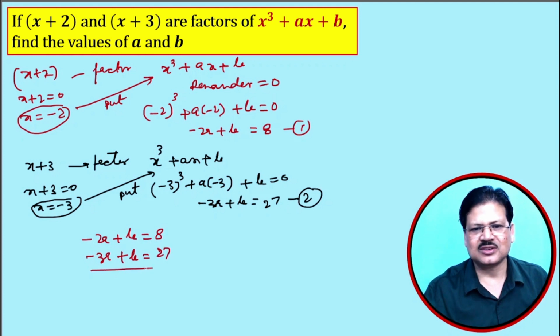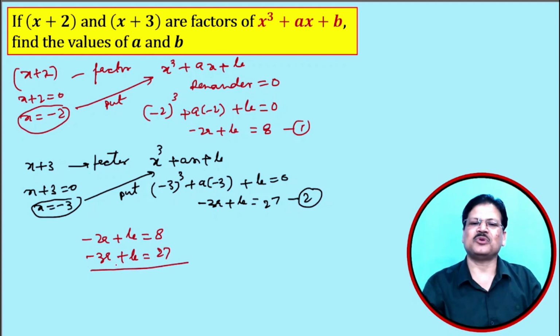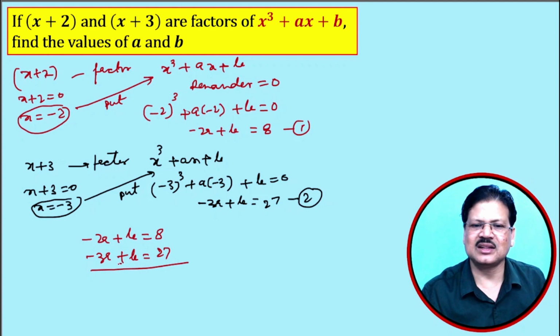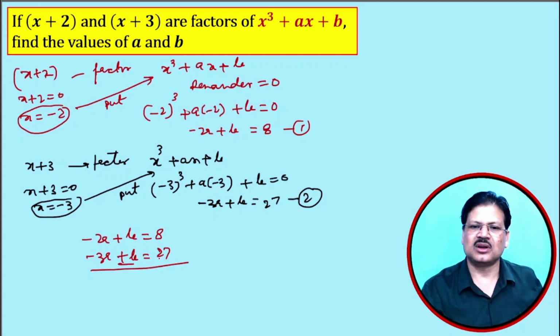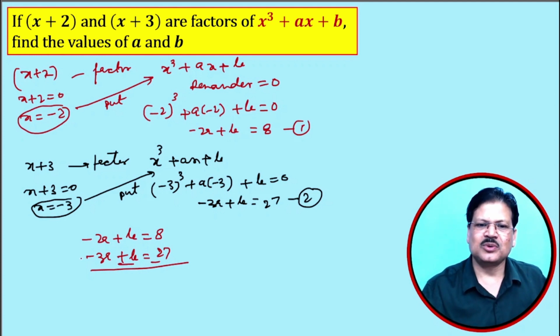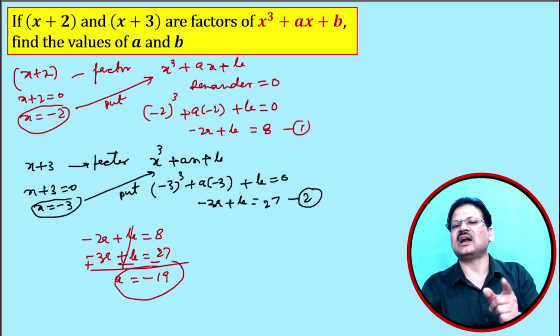Let us solve this. We have to cancel b, so let us cancel b; the signs of everything will change. This 27 will become -27, and -3a plus 3a gets cancelled. Here you will get a is equal to -19. This is one of the values that we were asked.